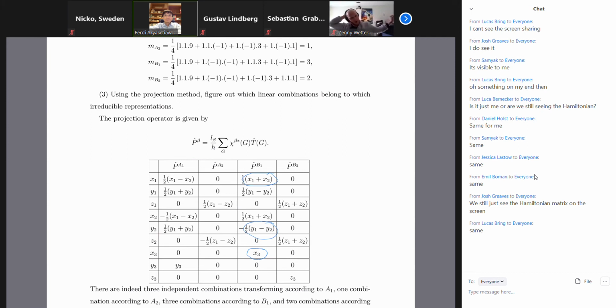So that particular combination belongs to B1. So we can then say that the translational motion along the x direction belongs to the B1 irreducible representation.